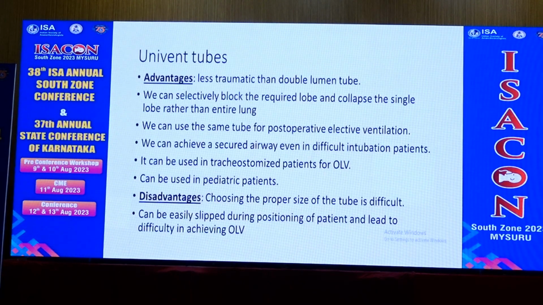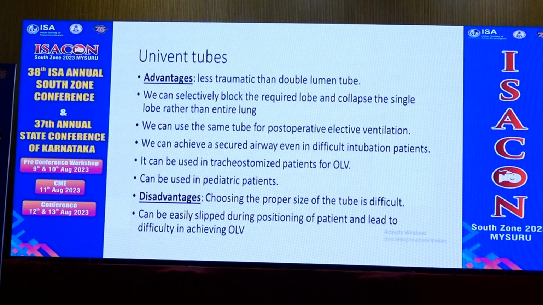So what are the advantages of the univent tubes? These are less traumatic than the double-lumen tube because these are smaller. We can selectively block the required lobe rather than the total lung. We can use the same tube for postoperative elective ventilation, rather than changing the double-lumen tube to a single lumen tube, if the patient requires it. We can achieve a secured airway even in difficult intubation patients. It can be used in tracheostomized patients also, and in pediatric patients also.